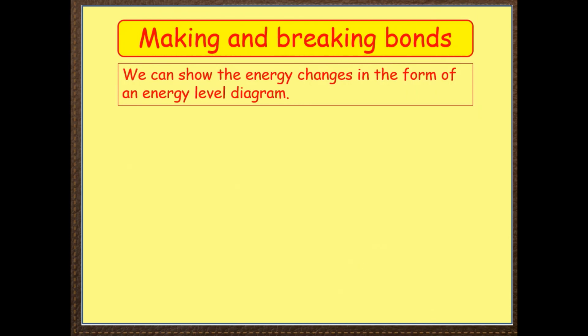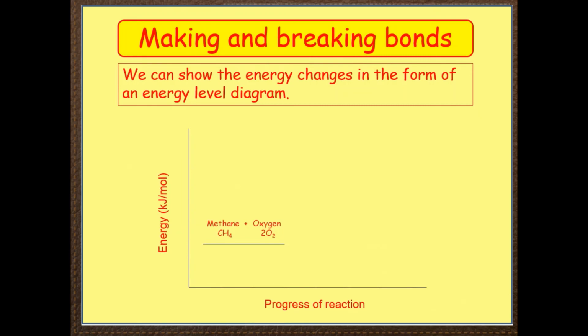And that can be shown on the energy level diagram. Can be shown on the what? The energy level diagram, where we'll start with methane and what? And oxygen. Starting with methane and oxygen, as the reaction proceeds, this amount of energy is taken in to arrive at this level.